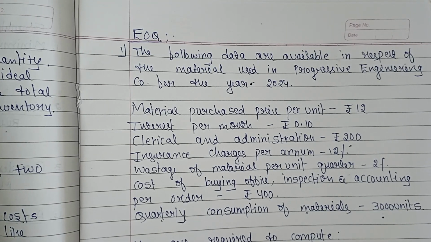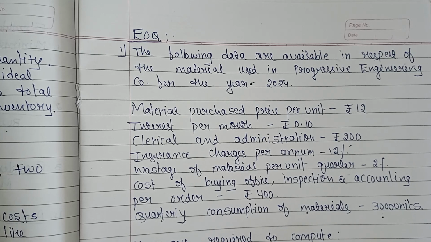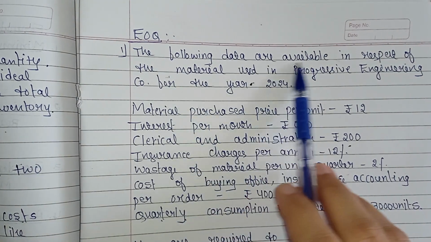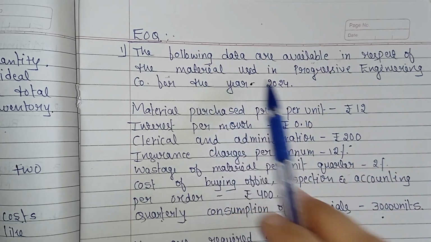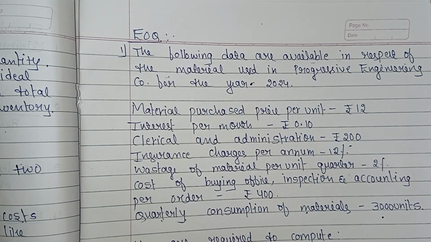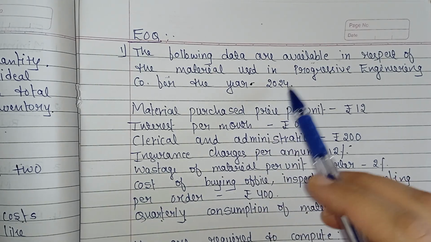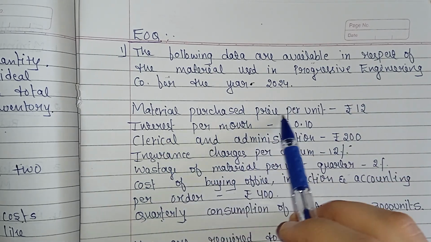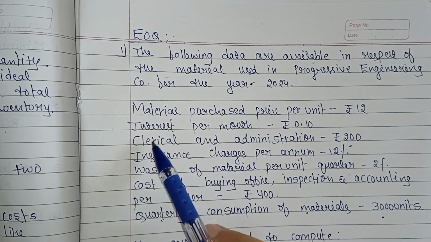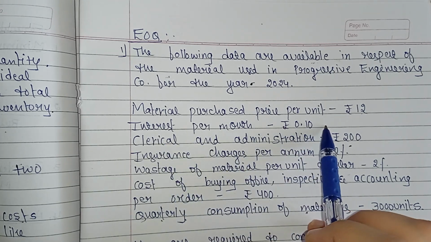In today's class, we are going to solve one practical problem under EOQ. Let's see the problem. The following data are available in respect of the material used in Progressive Engineering Company for the year 2024. Material purchase price per unit rupees 12 and interest per month 0.10.